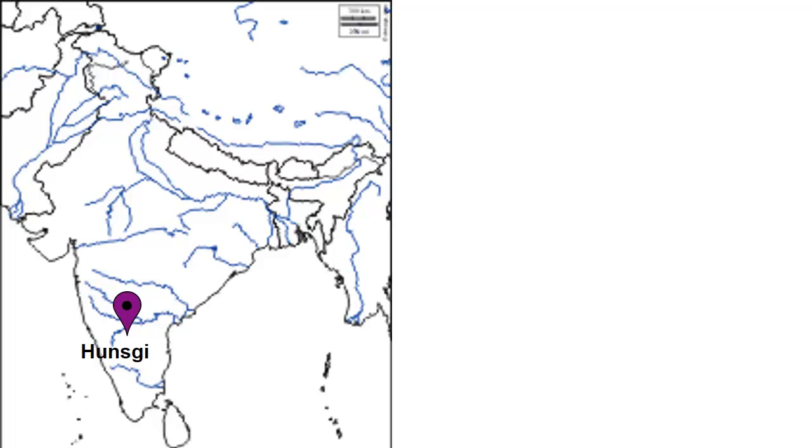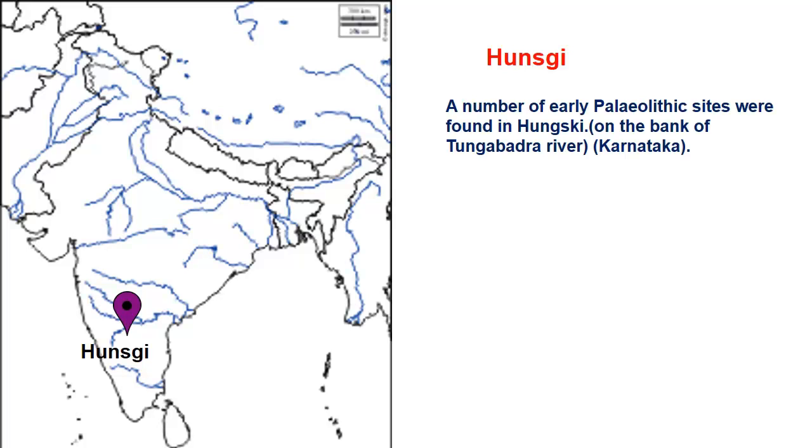Similarly, another site, Hansgi. Hansgi is in present day Karnataka. It is on the bank of Tungabhadra. Tungabhadra is a tributary to river Krishna. So a number of early Paleolithic sites were found in Hansgi on the bank of Tungabhadra river in Karnataka. So Hansgi is also a Paleolithic site. Just keep Hansgi in mind, nothing to take seriously. Okay.